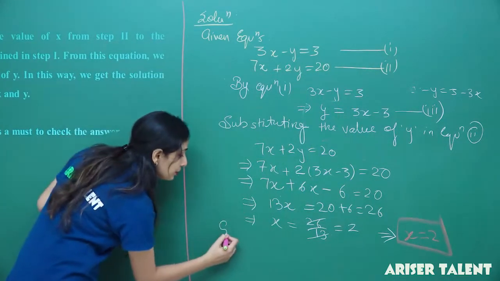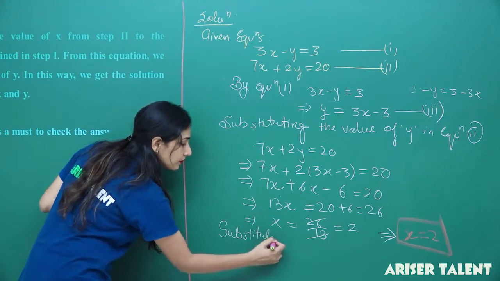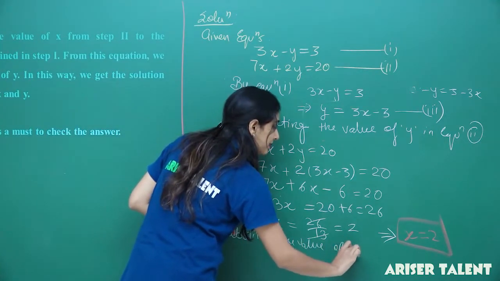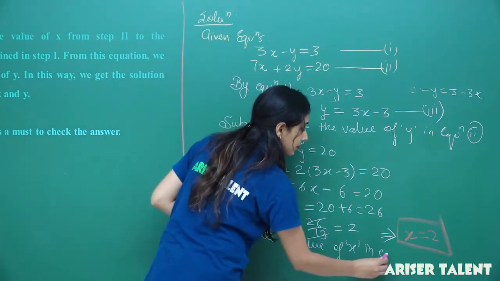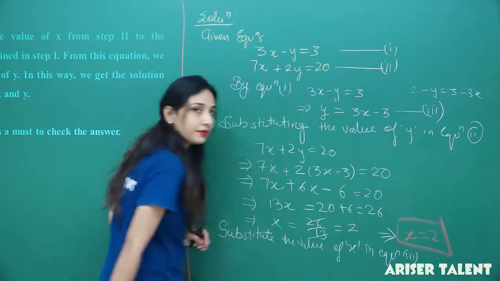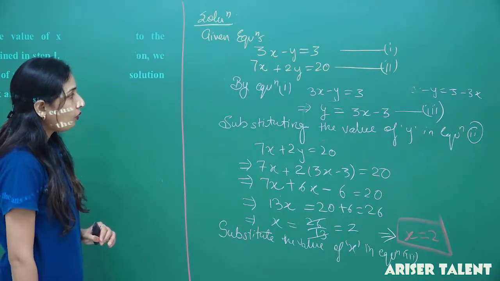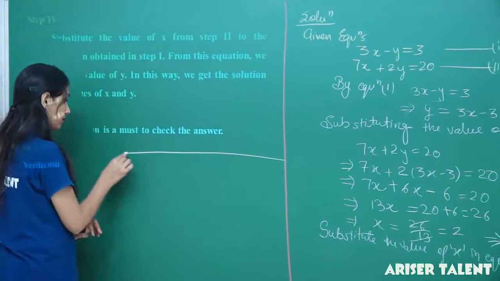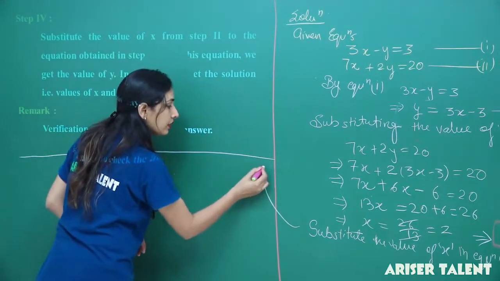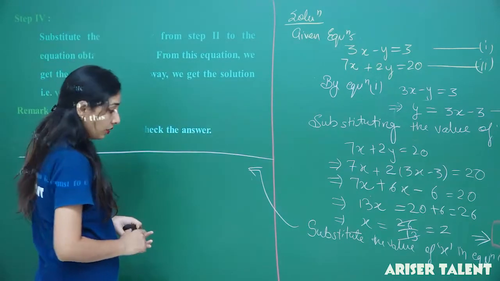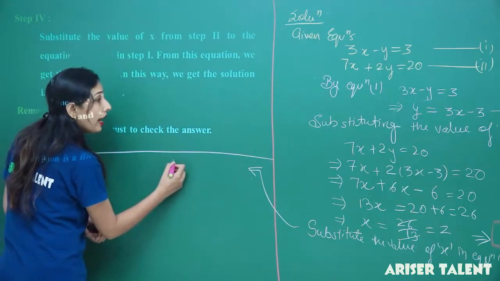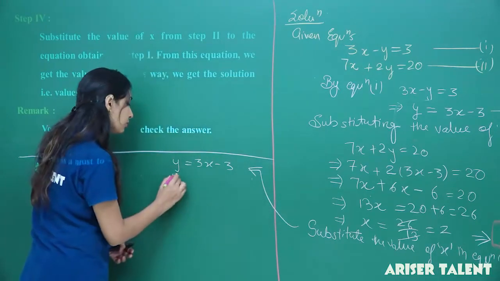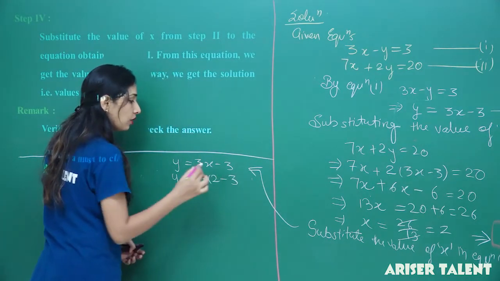Now what you have to do? Substitute the value of x in equation 3. If you substitute that, students, I'll use this partition. So come here, this side. Now we have y equals 3x minus 3 and x equals 2. So y will become 3 multiplied by 2 minus 3.